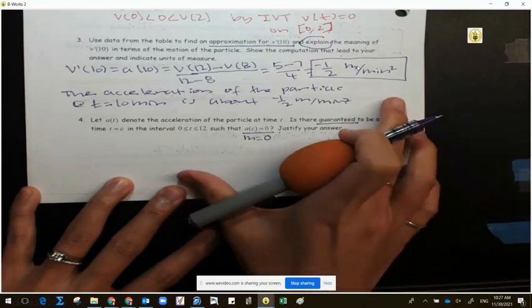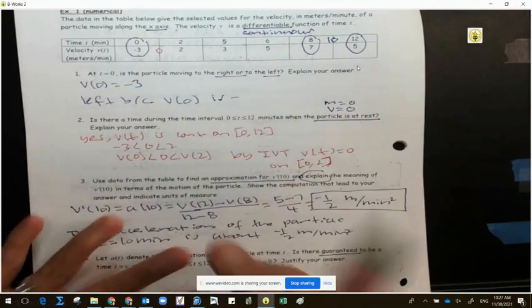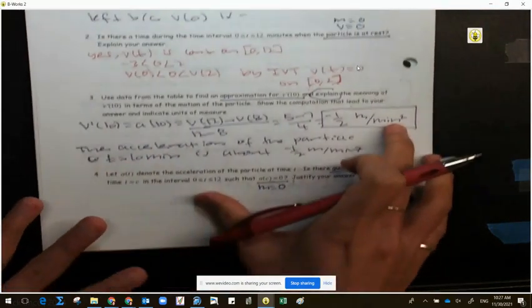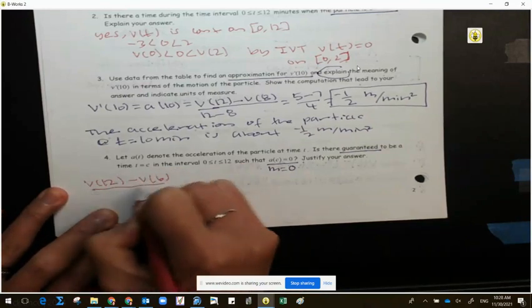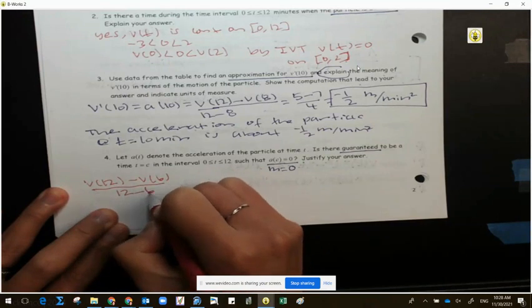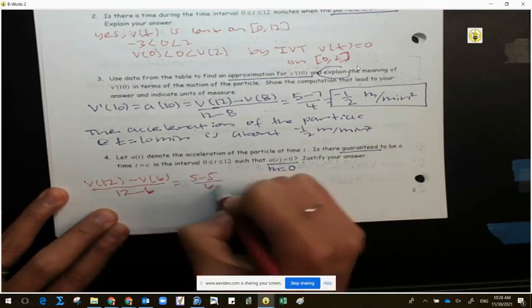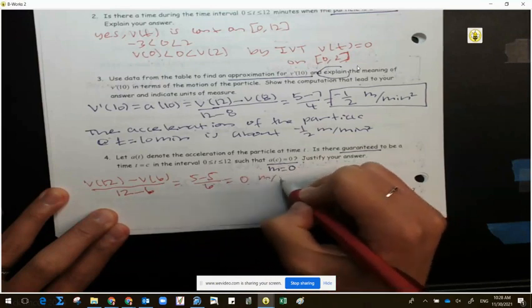So looking at this, let's see where the slope is going to give us 0, looking at our table. Our goal is to figure out if y2 minus y1 has to equal 0. Shouldn't they be the exact same number? So where do I have the exact same number on our velocity? 6 and 12. So let's write out V of 12 minus V of 6 over 12 minus 6. And that's going to give us 5 minus 5 over 6, and yes, that is 0 meters per minute squared.